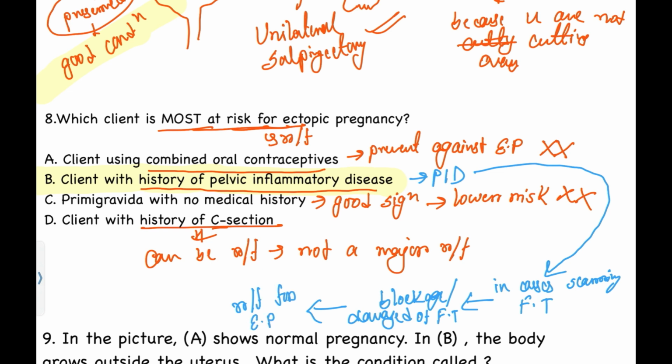So, if mother has a history of pelvic inflammatory disease, that can be a major risk factor for ectopic pregnancy. That's why option B will be the answer for question 8. Most at risk for ectopic pregnancy is the mother having history of pelvic inflammatory disease.